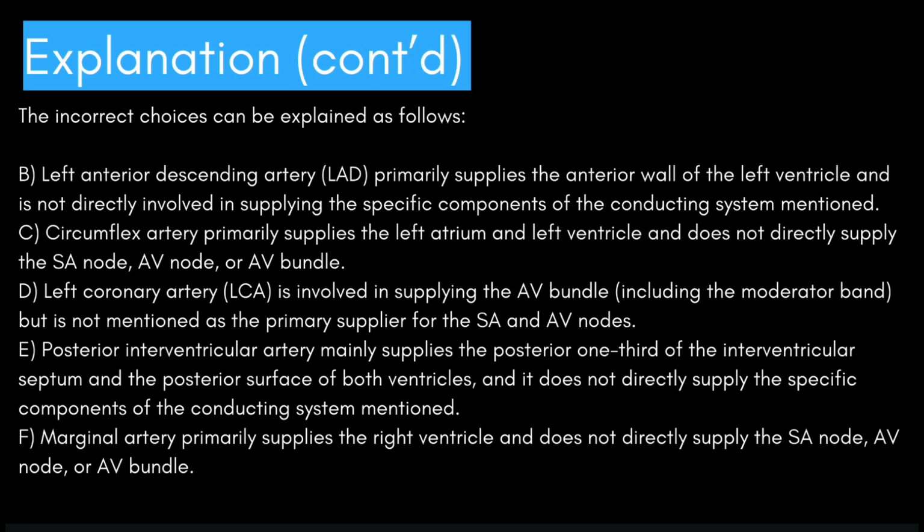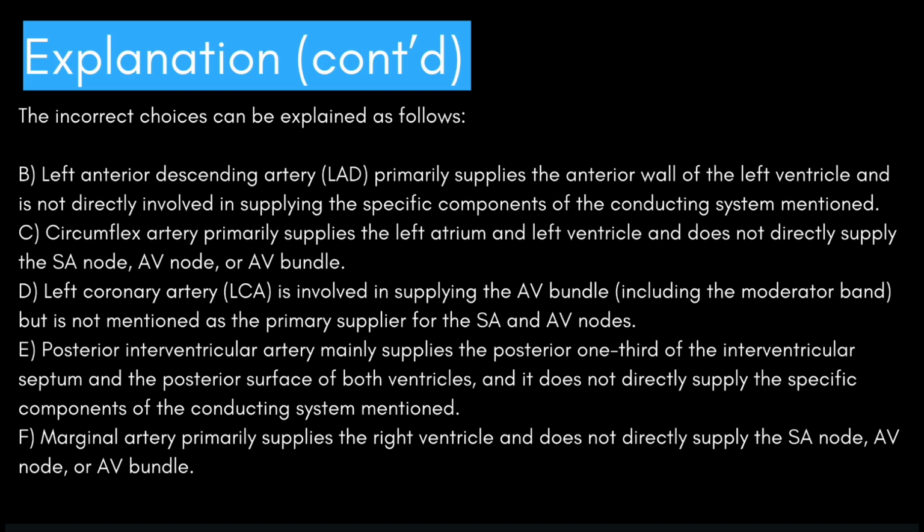The left anterior descending artery, LAD, primarily supplies the anterior wall of the left ventricle and is not directly involved in supplying the specific components of the conducting system mentioned. Circumflex artery primarily supplies the left atrium and left ventricle and does not directly supply the SA node, AV node, or the AV bundle. The left coronary artery is involved in supplying the AV bundle, including the moderator band, but is not mentioned as the primary supplier for the SA and AV nodes.